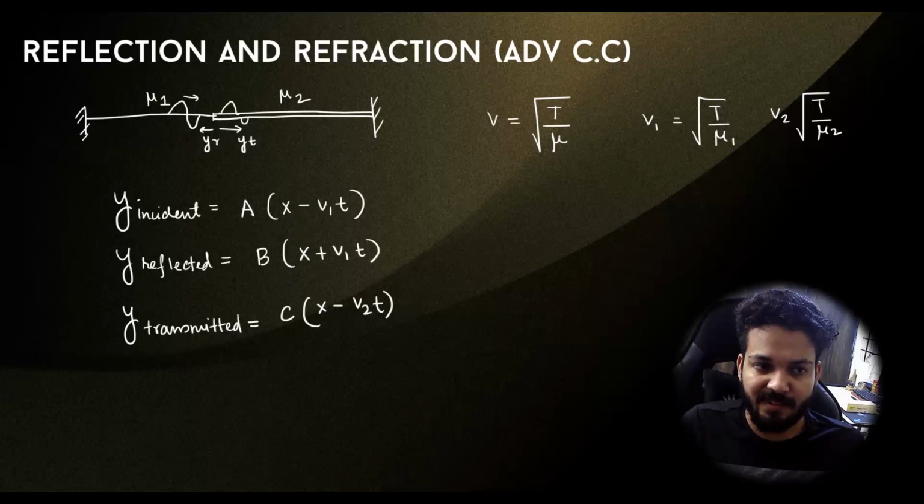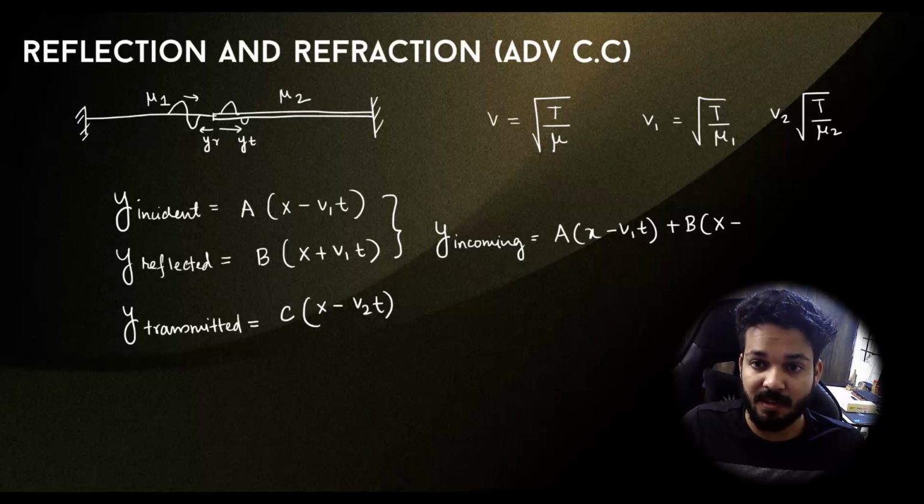The wave on the left hand side will be a superimposition of two. So the incoming wave after superimposition will look something like this: a times (x minus v1t), and then I'll have to add plus b times (x plus v1t). So this is the incoming wave and this is the transmitted wave.